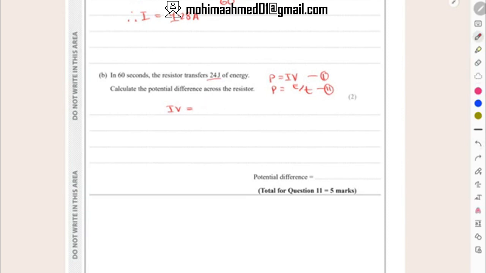My writing for energy is wrong. In physics, you cannot write it like this because that one represents Young modulus also, right? So if you make V the subject, you finally end up with energy divided by I and T, right? So if you take energy, that was 24 joules, divided by I, which was 1.28, and time, which was 60. If you calculate it, you finally get your voltage as 0.31 volt.